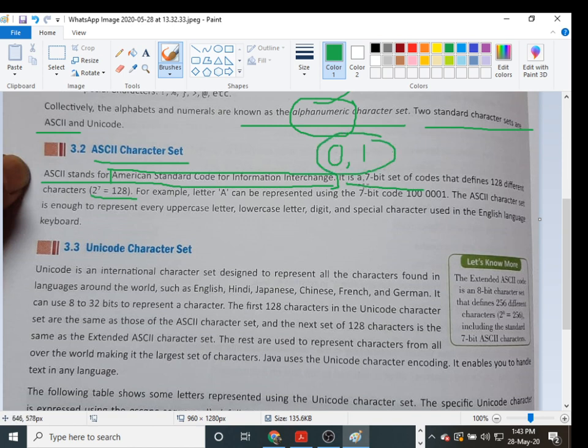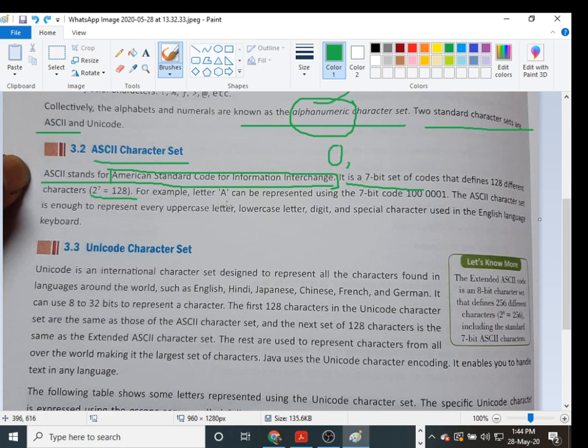The ASCII character set contains 7 bits and here there are 2 possible bit values, so 2 to the power 7. If you solve it, you get 128. So Java uses a 7-bit ASCII character set, which means it can deal with 128 different types of characters.